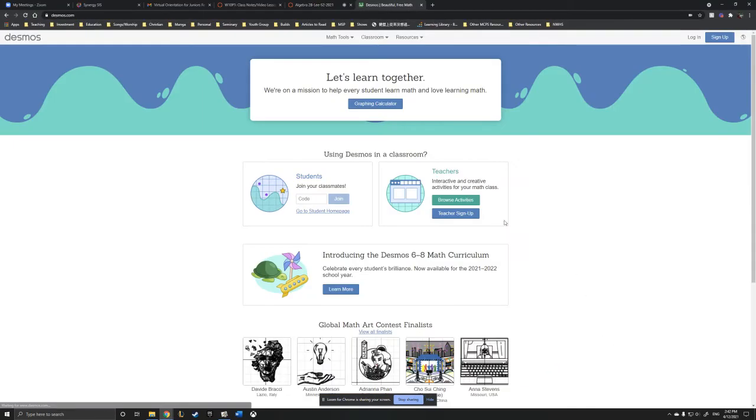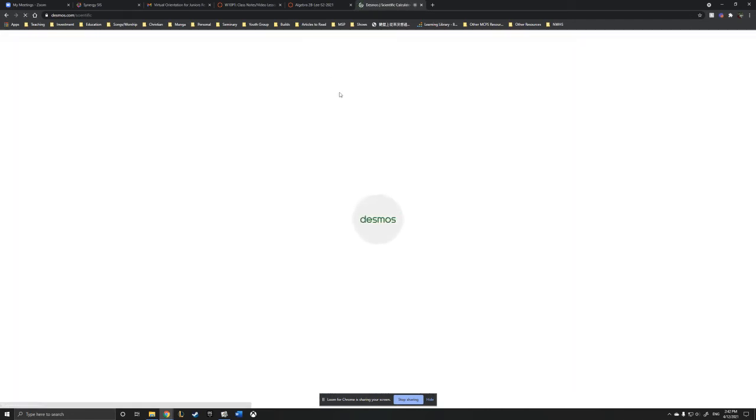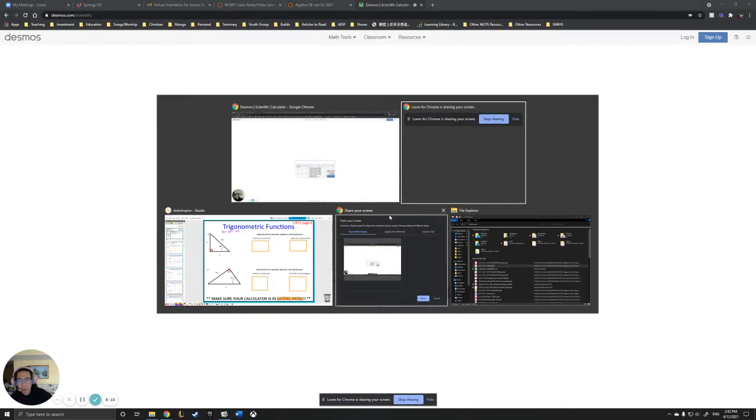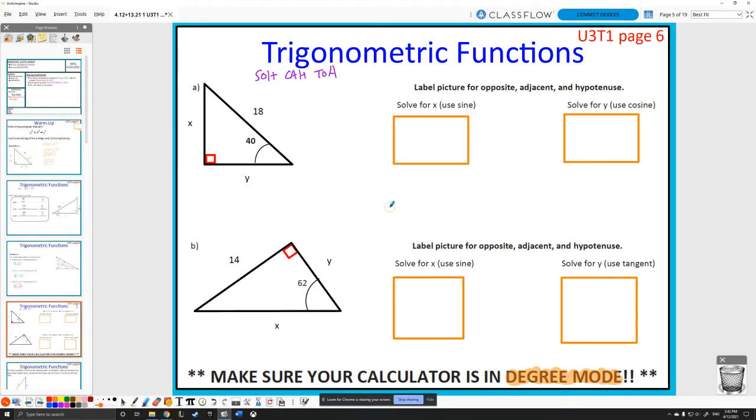On Desmos, I would click on Math Tools, Scientific Calculator, and by default, I believe it is on degree mode here. If you want to change to radians, you just click it, you go back to radians. Click it again, you go back to degree. Now, on your calculator, whether it's your phone app or a physical copy, next to second, there's a little button that says mode. You want to click on that and make sure degree is highlighted.